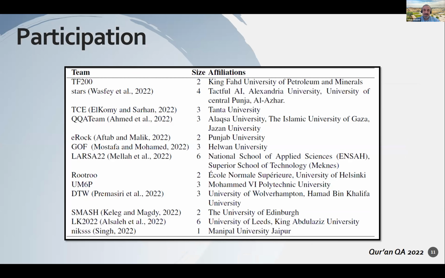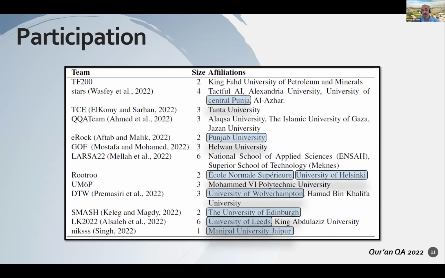This is the list of the participating teams. You can see from all over the world, from Asia, from Africa, from Europe. Among the 21 institutes participating, we had about 8 that were non-Arab, which is really great for the first time. Overall, 40 team members composed these 13 teams. So 40 students, academics, researchers actually participated in the task eventually.